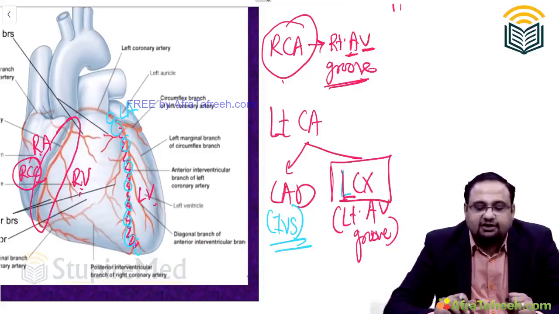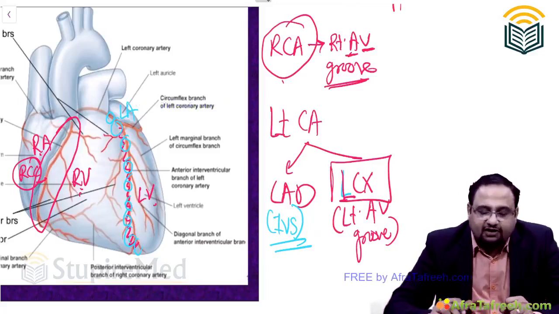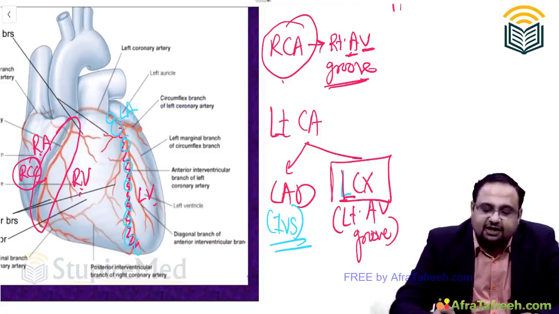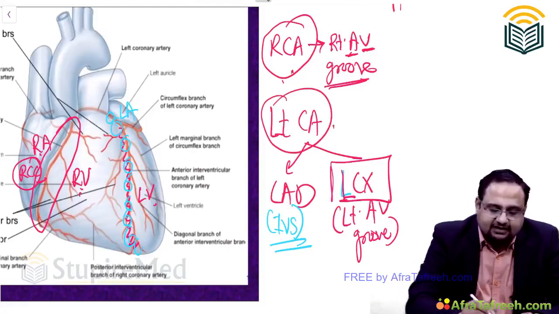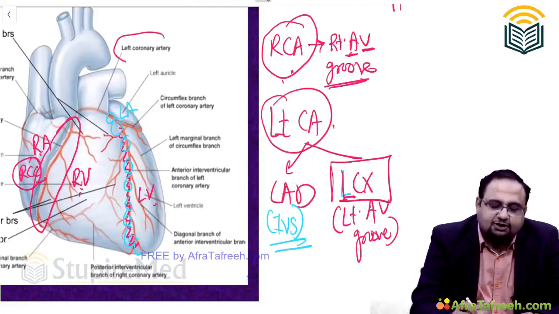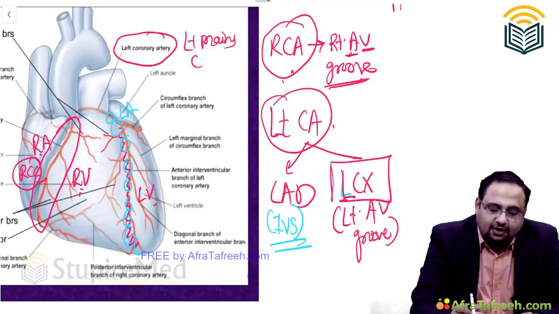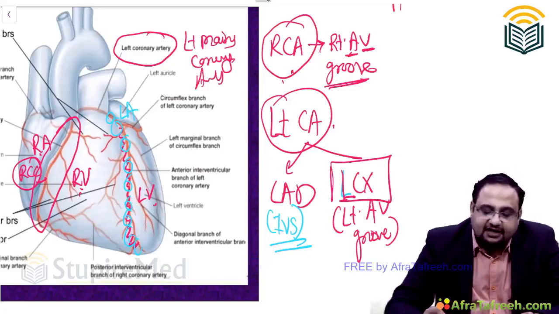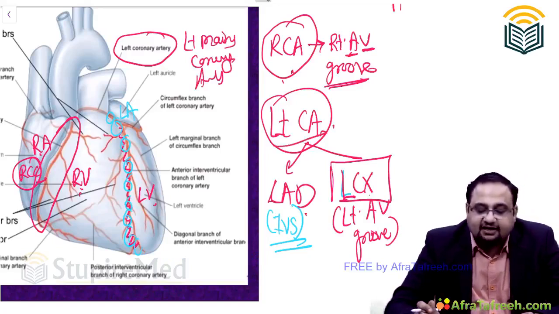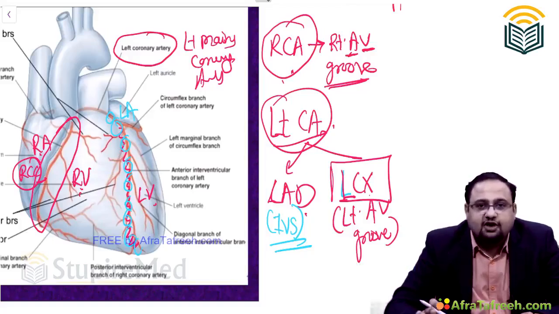So these are the three very important coronary arteries. Let me make it very clear again. First, the right coronary artery. Then there is the left main coronary artery, also known as the left mains coronary artery. This is a very important thing. The left coronary artery is divided into the left anterior descending artery and the left circumflex artery. This is a very, very important concept that one should know and understand well.